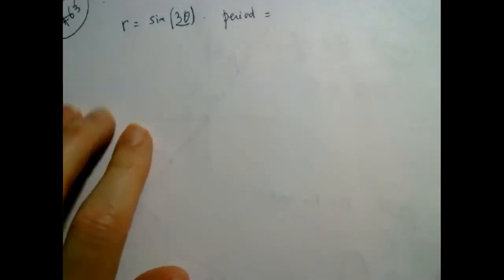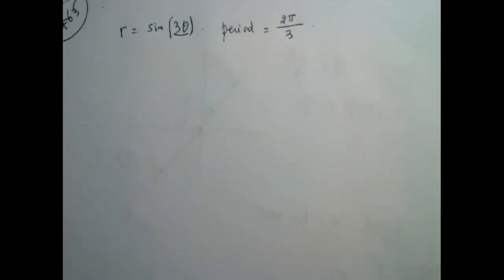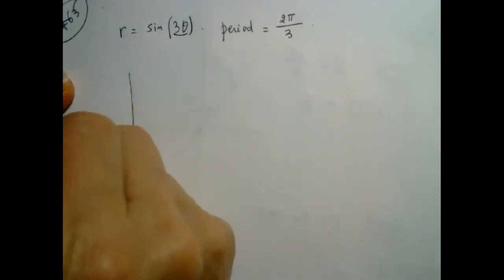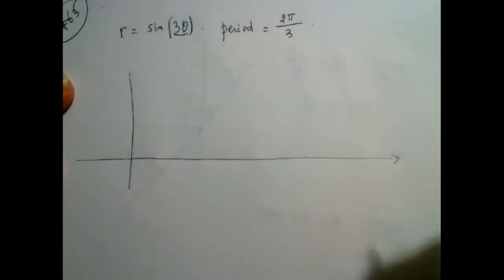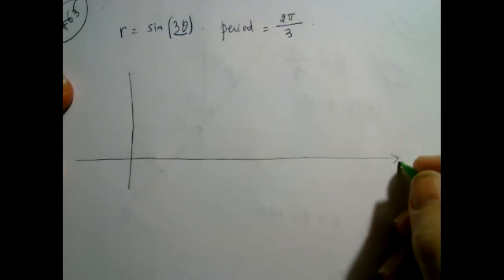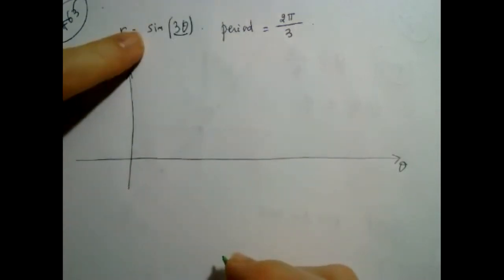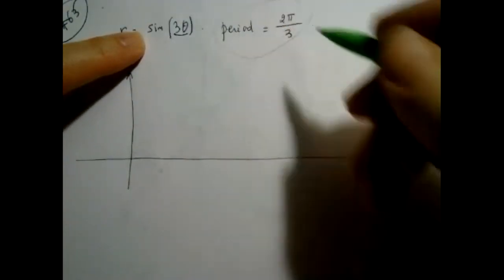Was it 2 pi over b? Right. And what's the b here? b is the coefficient of the angle, which is 3. Exactly. So the period here is 2 pi over 3. This is going to repeat itself every 2 pi over 3. So the graph would look like that. This is theta, and these are the values of r. It's just like sine, but that's how often it repeats itself.